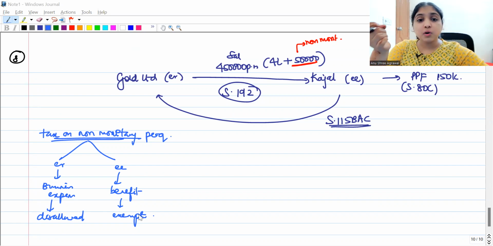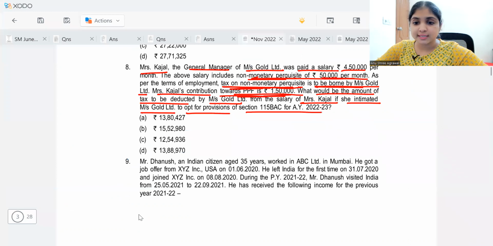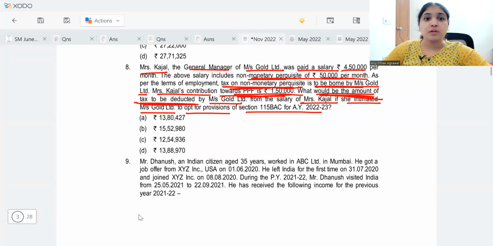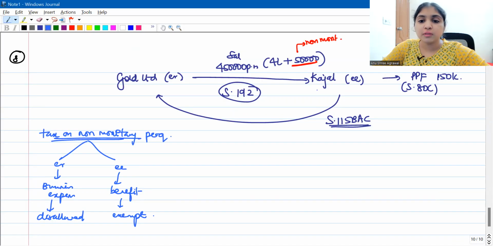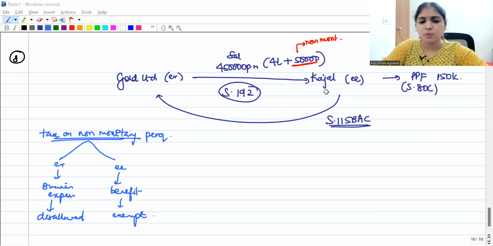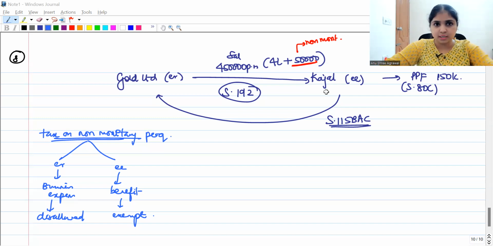liability because the question is asking us about Section 192 TDS. What is the amount of tax to be deducted by Gold Limited? So how do you calculate Section 192 TDS? You need to know the tax liability of the employee. That is the amount, whatever is the tax liability of the employee applying the slab rates, that is the amount which the employer deducts at source under Section 192.